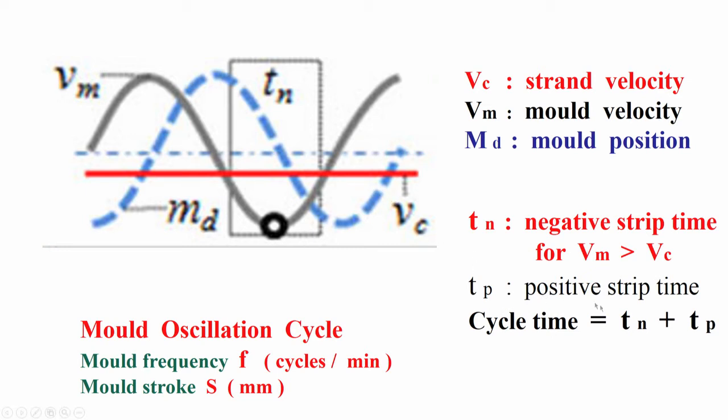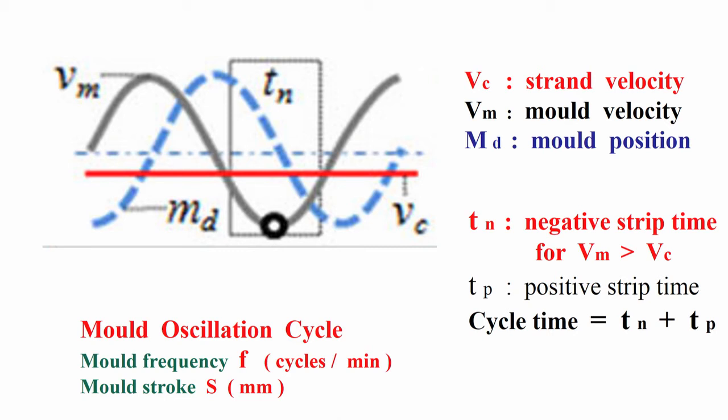Cycle time, whole cycle time, is negative strip time plus positive strip time, that is what is important. Now I am showing here one more Mould cycle, just one Mould cycle, there are several cycles per minute. So, what is frequency? Frequency is normally denoted as f, small f. It is expressed as cycles per minute. In 1 minute, there may be 50 cycles, 60 cycles, 100 cycles, even more, maybe 150 cycles per minute. That is called the Mould frequency, number one.